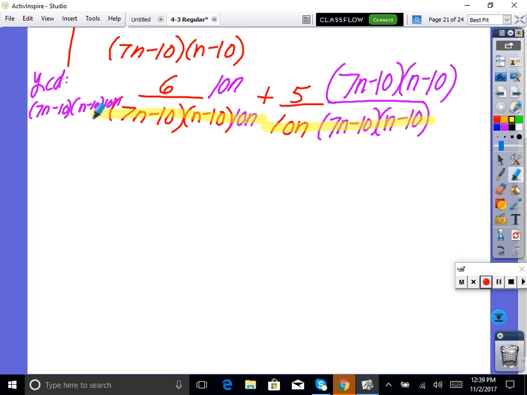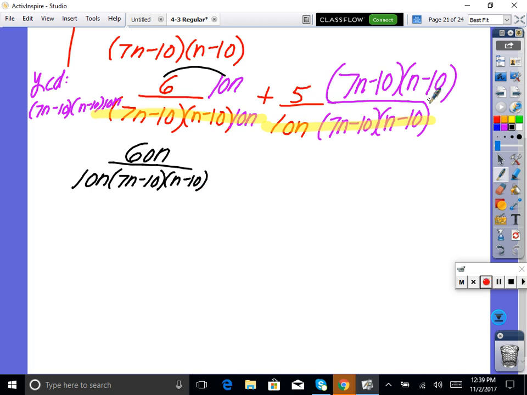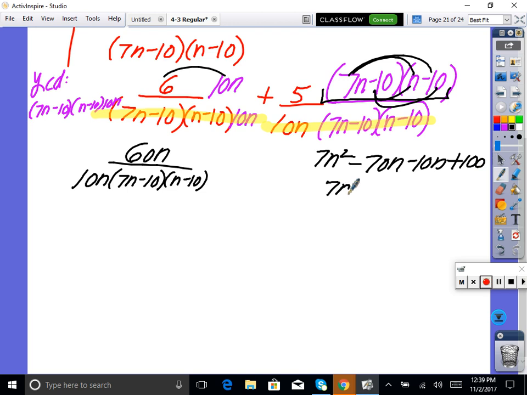The next step is to multiply out the numerator. Here we go. 6 times 10n is 60n over 10n, 7n minus 10, n minus 10. And when we're multiplying three things, wouldn't it be smart to multiply these two, combine like terms, then multiply in 5? 7 times n is 7n squared minus 70n, right? Minus 10n plus 100. So then that's 7n squared minus 80n plus 100.